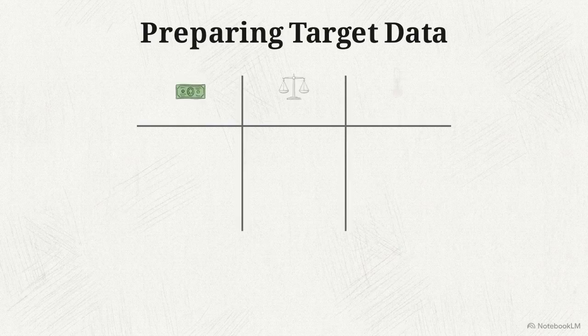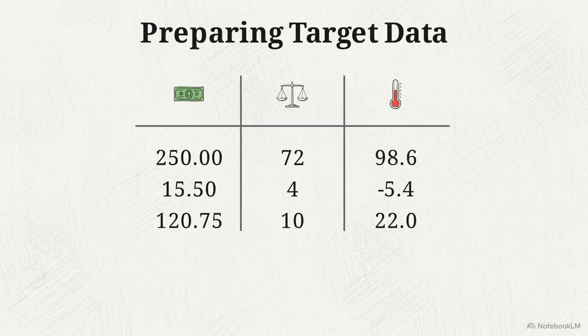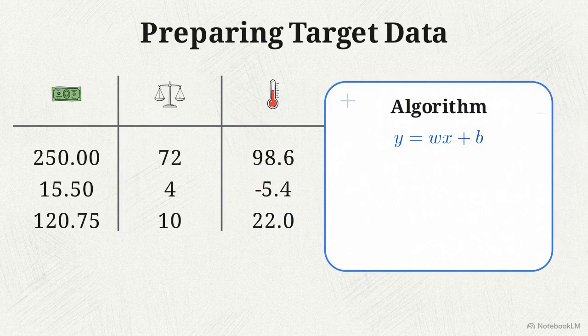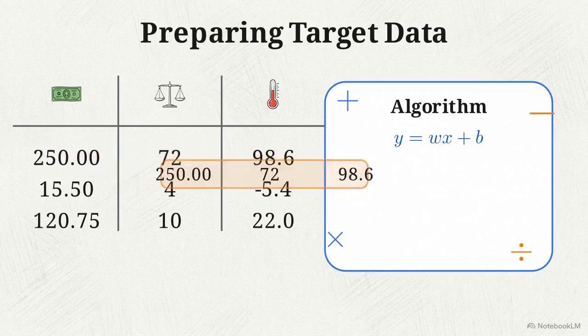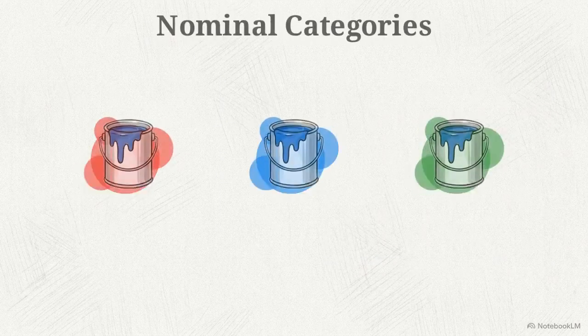The first stage is preparing the target data. For regression models, target variables represent physical, real-world numerical scales, like dollars, kilograms, or degrees. Because standard algebraic operations naturally apply to these values, they require very little formatting before we feed them into an algorithm. Classification targets are different.